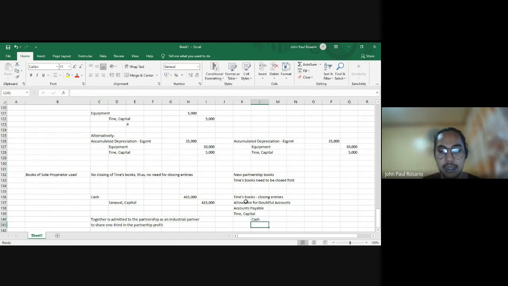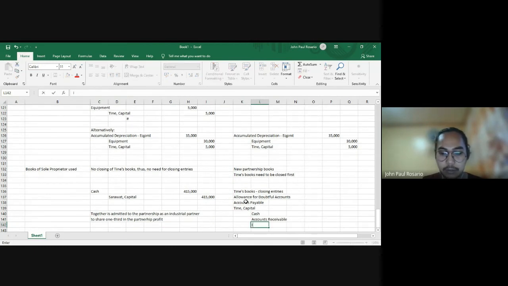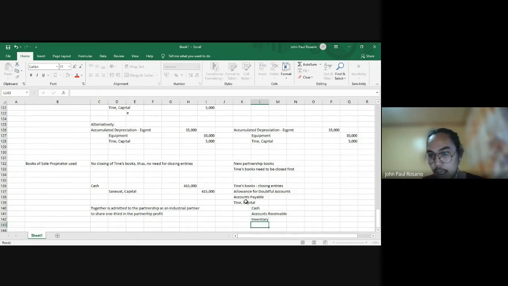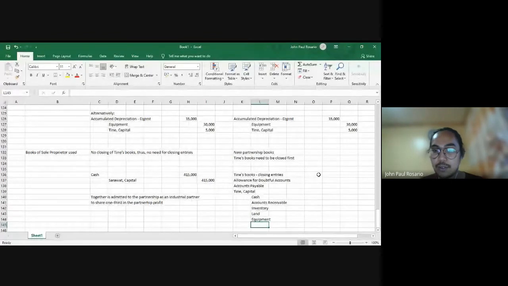So cash, accounts receivable, inventory, what else? Inventory, land. Okay. So to do this, no?